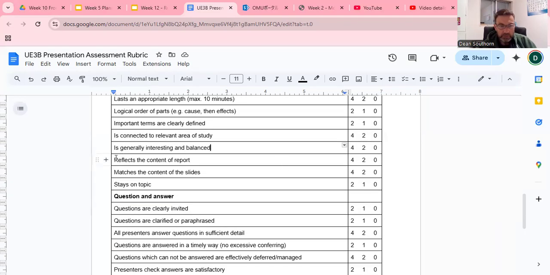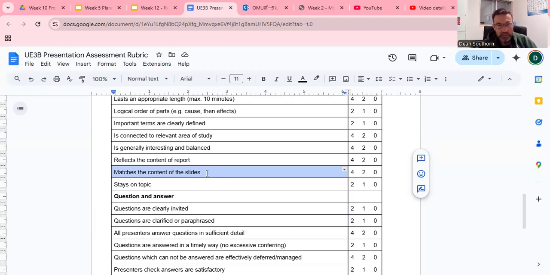Okay, it must reflect the content of the report. I don't want it to be exactly the same word for word, but the ideas presented should match the ideas presented in the report. And similar to the slides, your slides would have been submitted. Slides can change after you submit them. If you want to add a slide or change a slide, but the slides you submit have to be the ones I assess originally. But you can change them.